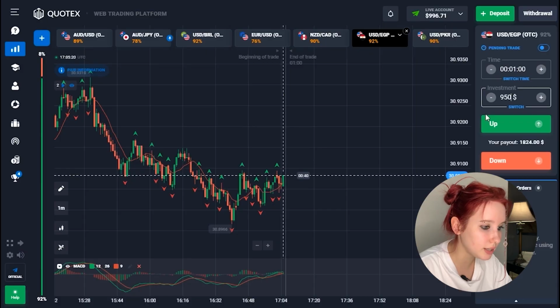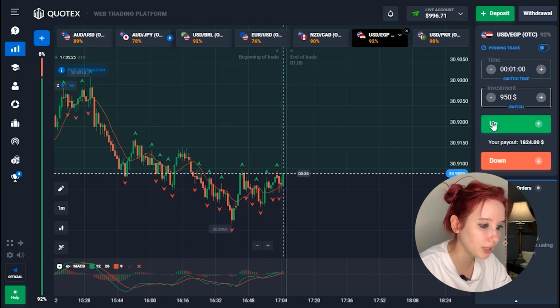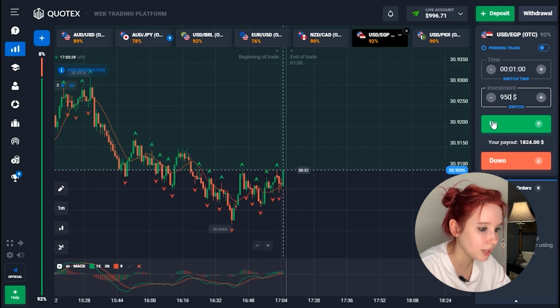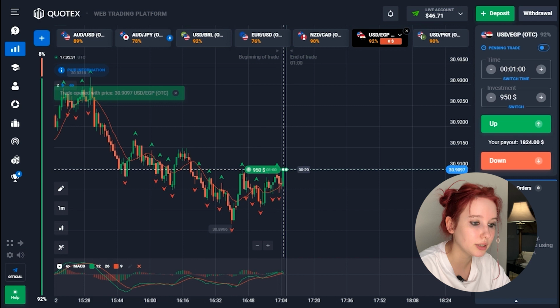Let's start trading on another currency pair. You can see that the situation has changed. The market is constantly changing. The green candle has crossed the moving average and this is a good signal to open a trade up. Let's not waste any time, let's go.